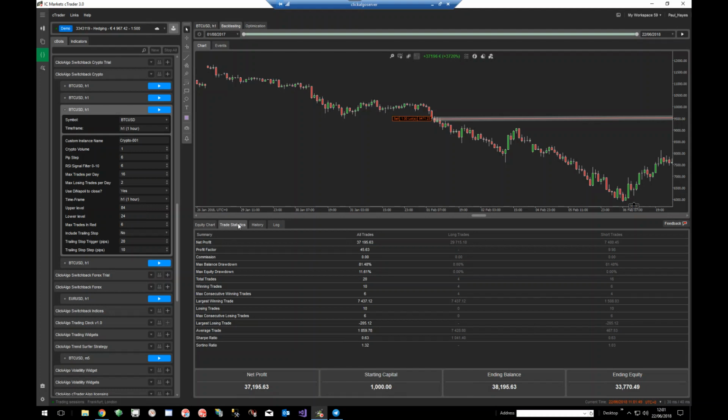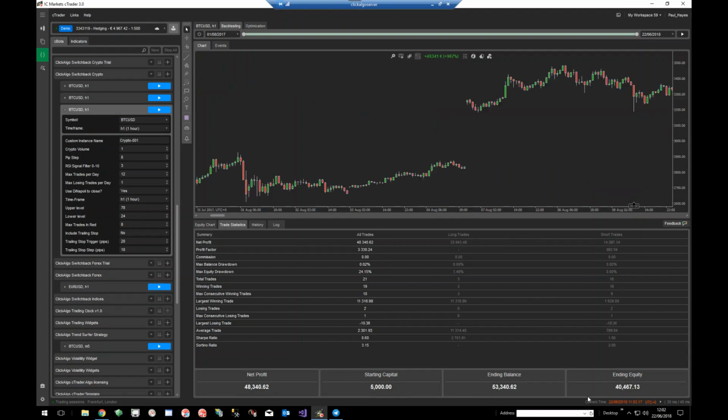Okay, on this scenario, I'll click on trade statistics. You can see that there was a max equity drawdown of 24%. Okay, started at £5,000. The ending equity was £40,000, but your ending balance was £53,000. That's a massive increase. It's 967%.